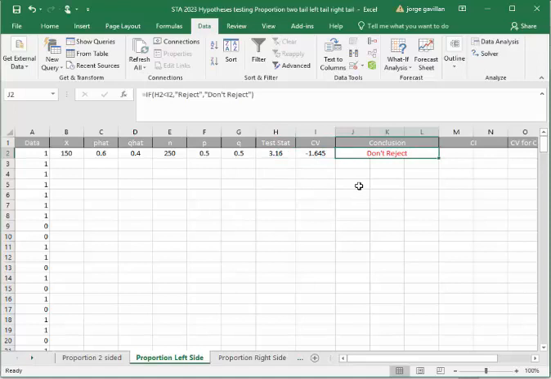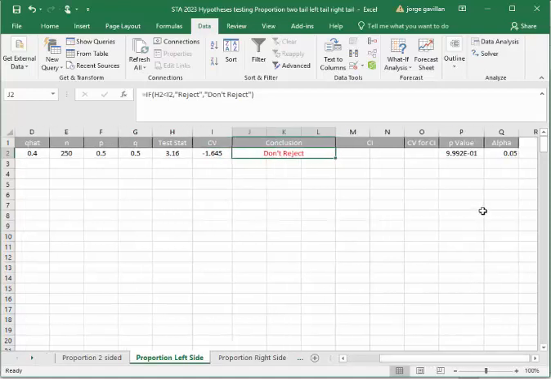And then again, you can see that this formula is slightly different than the two-sided formula. It's saying that if our test statistic is less than the negative critical value, then we're going to reject the null hypothesis. So remember, if this test statistic is to the left of the critical value, then that is the rejection region, and we will reject the null hypothesis. However, 3.16 is actually to the right of negative 1.645, so we do not reject the null hypothesis.